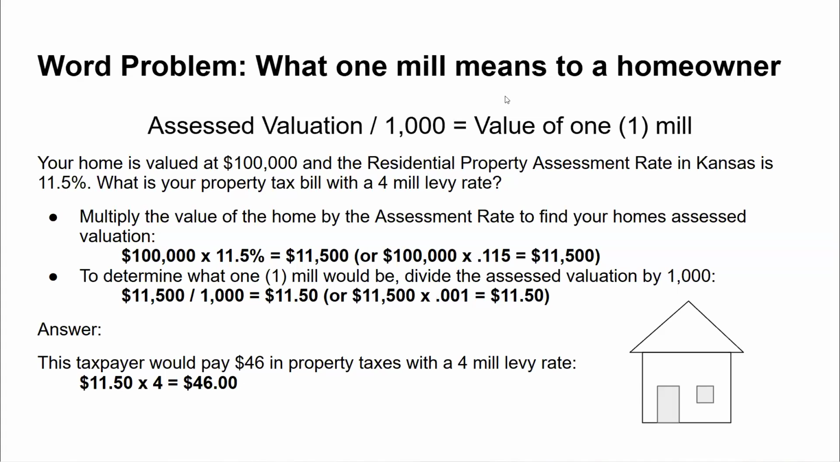Okay. So we have to do a couple of different calculations. First, we have to apply that residential property assessment rate of 11.5% to our $100,000 home. So there you go. $100,000 times 11.5% is $11,500. Next, we need to determine what 1 mill would be. So we take that 11,500 and we divide it by 1,000. That gives us $11.50. So 1 mill against my home would be $11.50. Well, we have 4 mills, so I needed to multiply that $11.50 times 4, and we get $46.